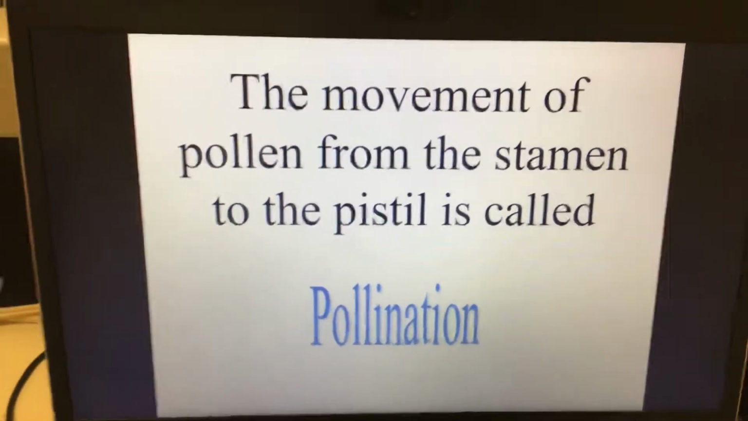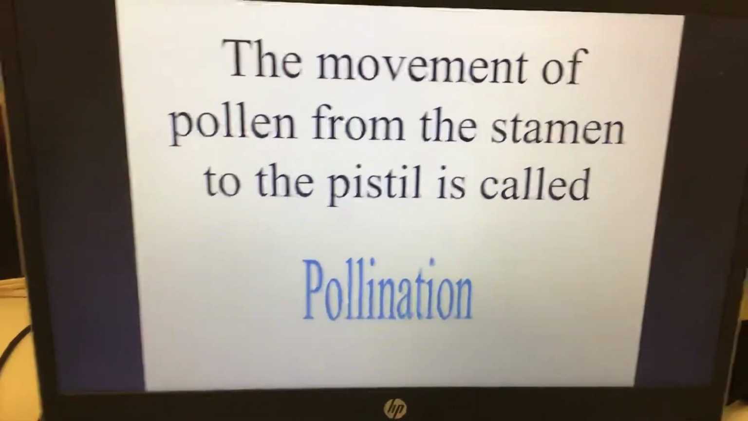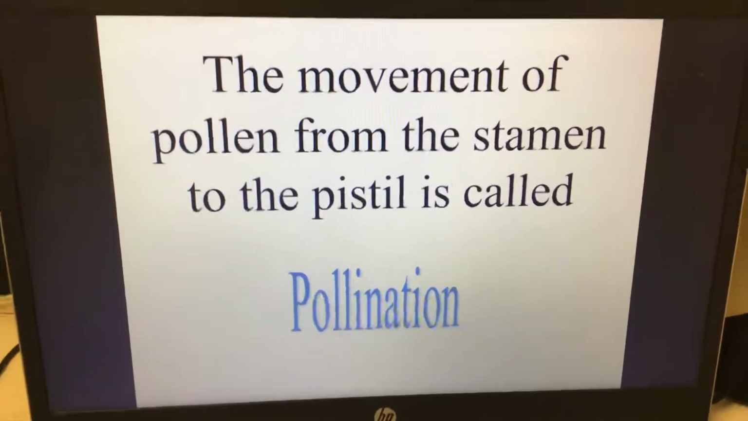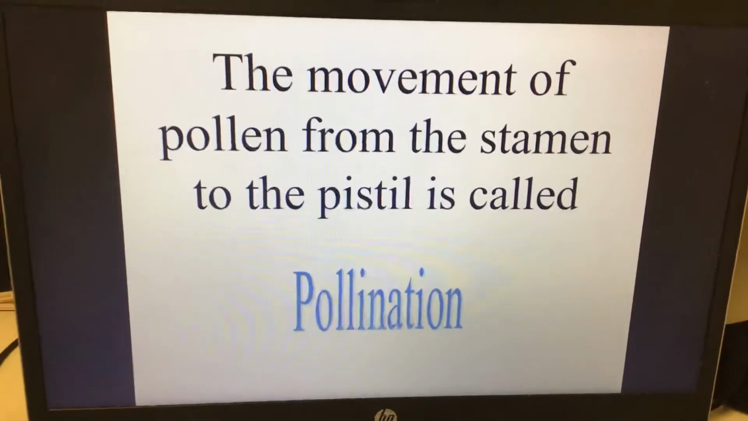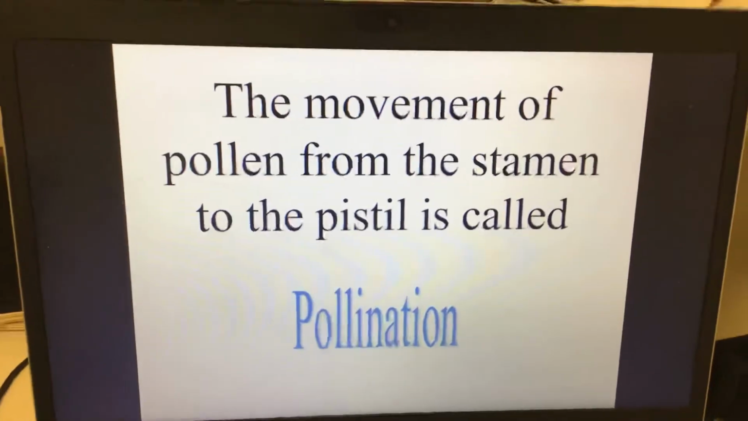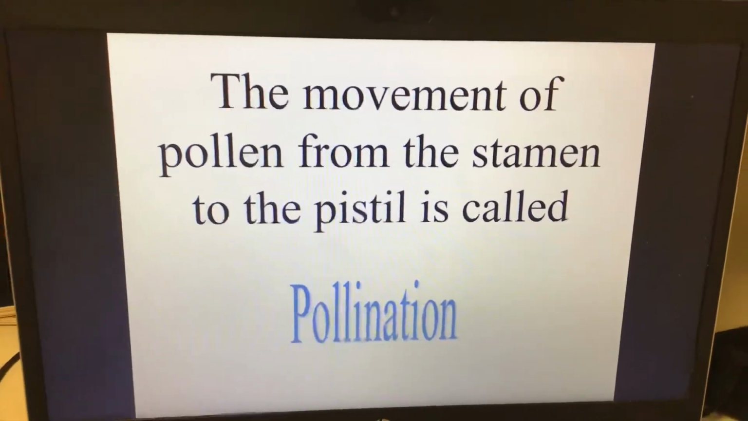This would be a good definition to write down. The movement of pollen from the stamen to the pistil is called pollination. The stamen is the male part. The pistil is the female part. So we're moving pollen from the stamen to the pistil, from the boy part to the girl part.